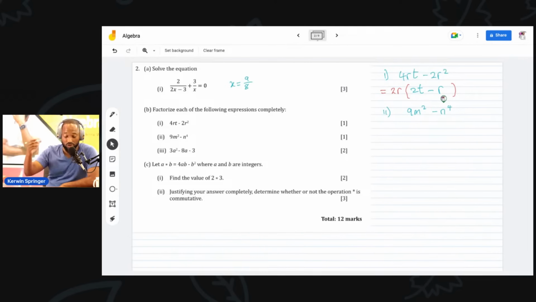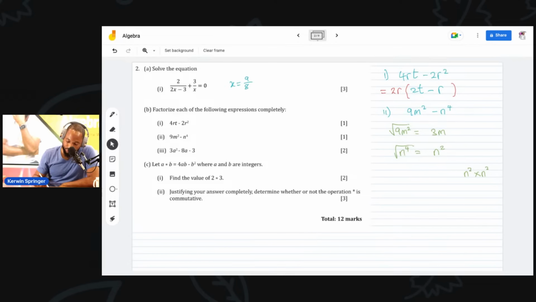So I need to find the individual square root of each term. This is one of the techniques we use to do the difference of two squares. The square root of 9m squared: the square root of 9 is 3, and the square root of m squared is m. 3m multiplied by 3m gives me back 9m squared. And what's the square root of n to the power of 4? It is actually n squared. We did some indices yesterday. n squared by n squared is n to the power of 4, so the square root of n to the power of 4 is n squared.